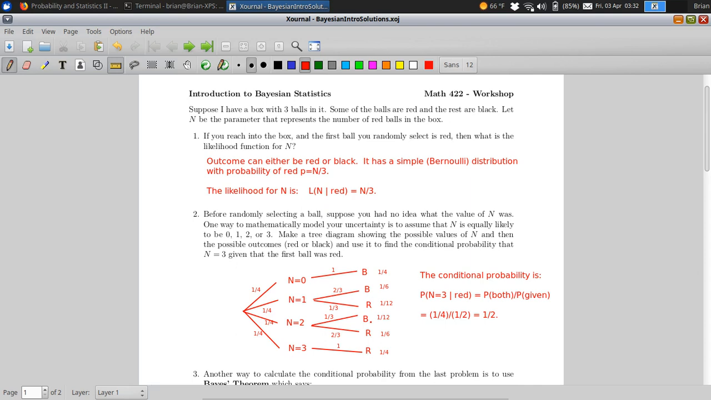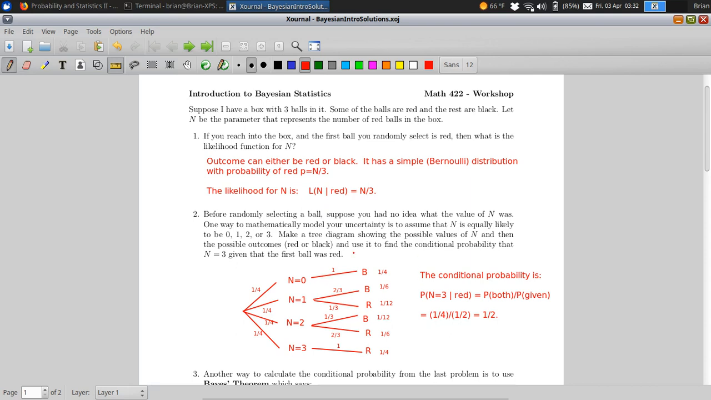And if you look through the tree diagram here, the ways you can get a red ball, you get a red ball here, that's 1/12 of the time. You get a red ball here, 1/6, and red ball here, 1/4. And of course, 1/12 plus 1/6 plus 1/4 adds up to be exactly a half. And so 1/4 divided by a half is a half. All right, so that's our conditional probability.